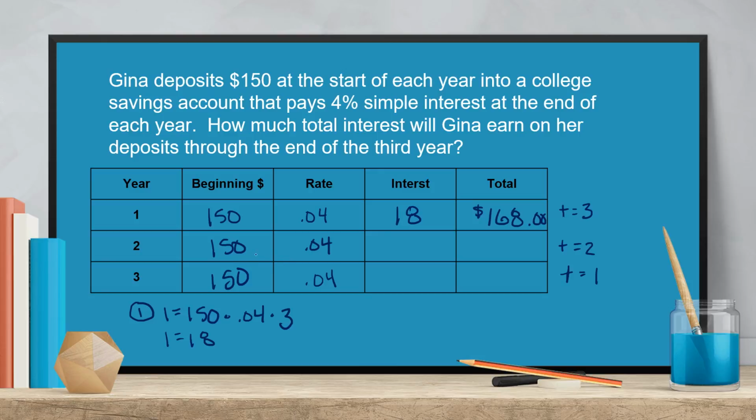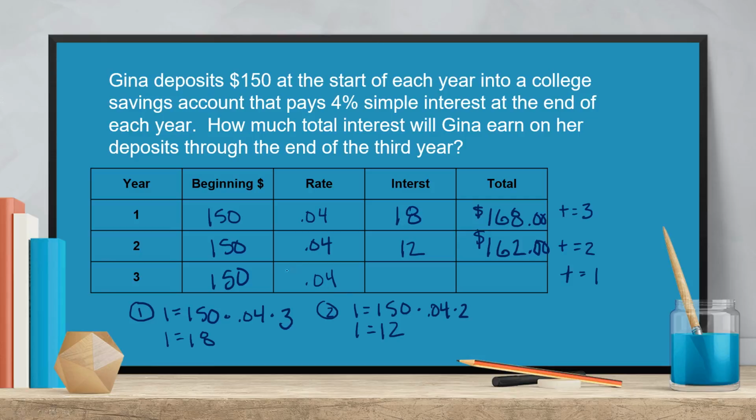Now let's do the second year. The second year she puts in $150. We're calculating that based on how many years that's going to be in, and that's going to be in there 2 years. So our problem in the second year becomes I equals 150 times 0.04 times 2, because it's in there for 2 years. Go ahead and do your math. And you should come up with $12. So the total, or A, because total is A, is 150 plus 12, or $162.